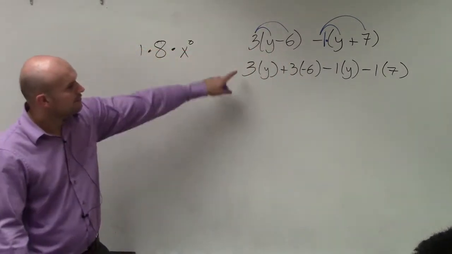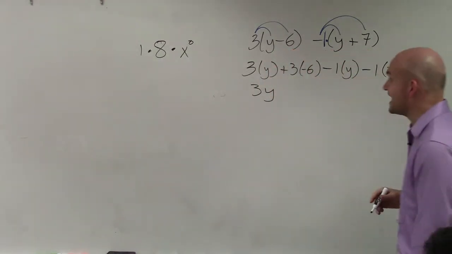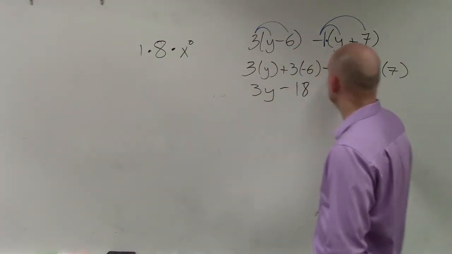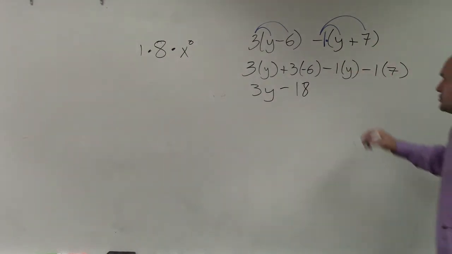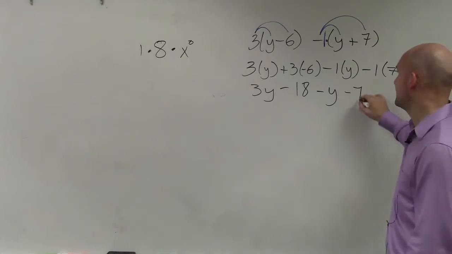OK? 3 times y is 3y. 3 times negative 6 is negative 18. So instead of adding a negative 18, I'll just subtract 18. Negative 1 times y is just a negative y. And negative 1 times 7 is just a negative 7.